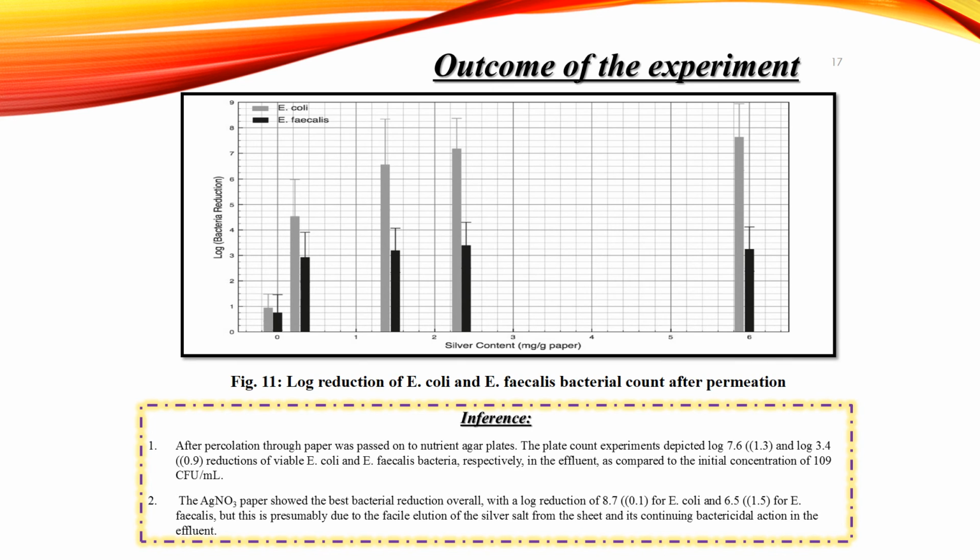The AgNO3 paper showed the best bacterial reduction overall, with a log reduction of 8.7 for E. coli and 6.5 for E. faecalis. But this is presumably due to the facile elution of silver salt from the sheet and its continuing bactericidal action in the effluent. This figure 11 represents the same.